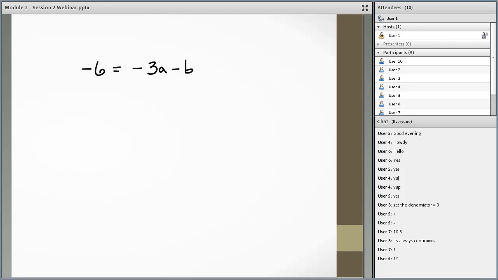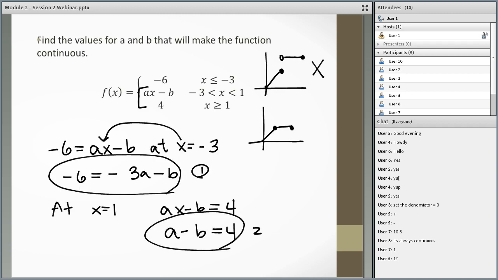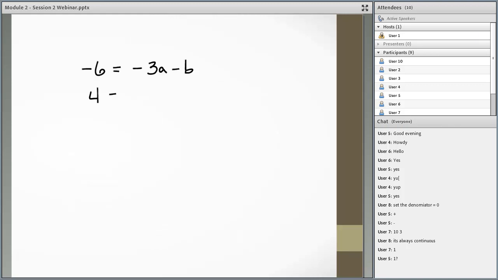So I have -6 equals -3a minus b. That was equation 1. All I've done is I just put the negatives. Actually, I didn't move anything. I am going to rewrite the a minus b equals 4 as 4 equals a minus b. It's not really necessary. I just usually like to line up if I can.